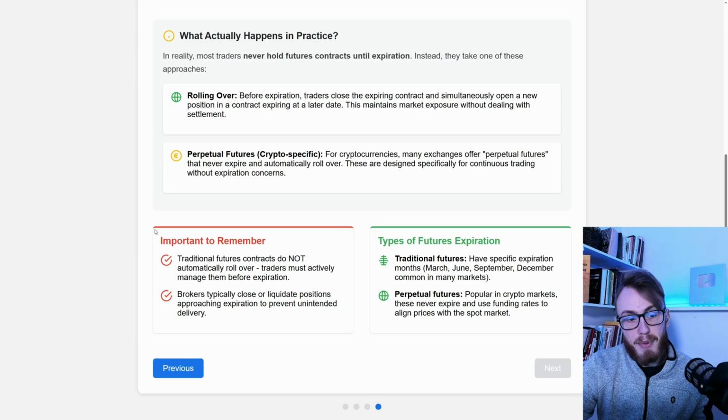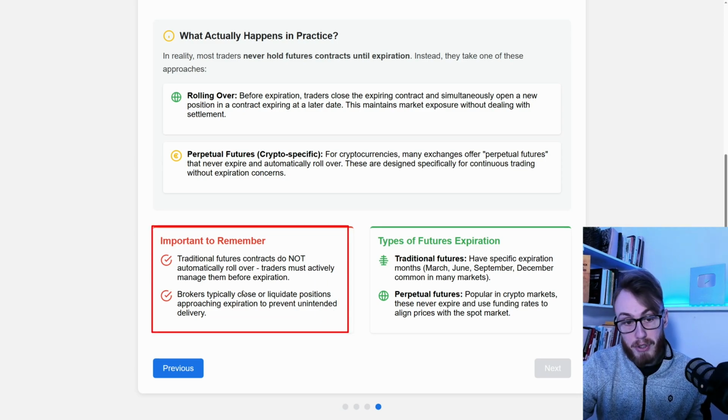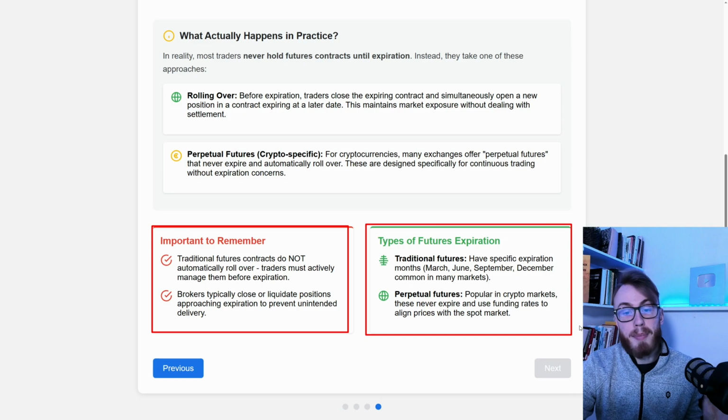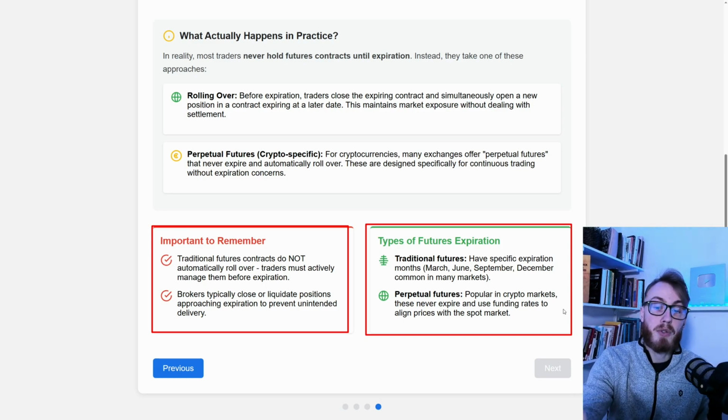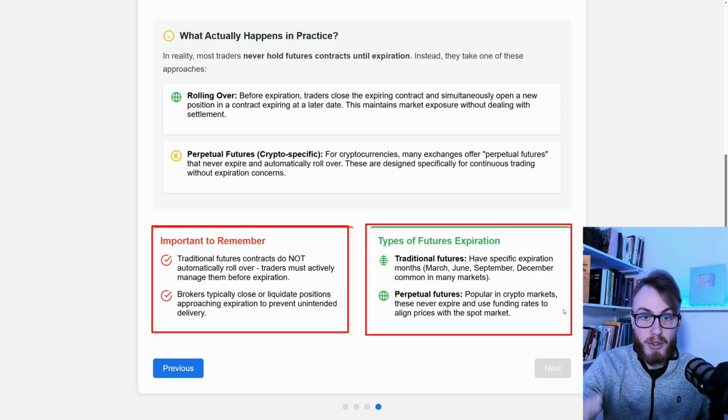Here are some very important things to remember. Traditional futures contracts do not automatically roll over. But brokers typically close or liquidate positions approaching the expiration date. And here is just some repetition of the types of futures expiration. We have the traditional futures and the perpetual futures.